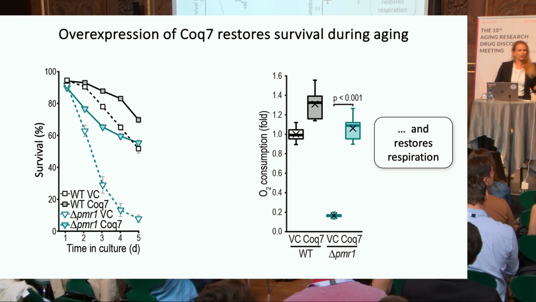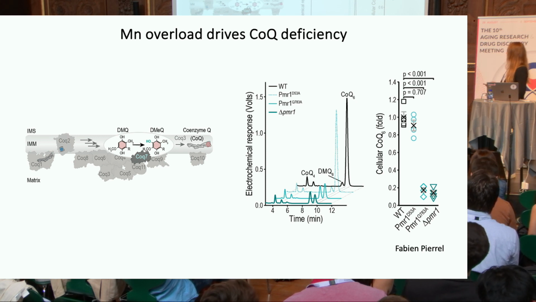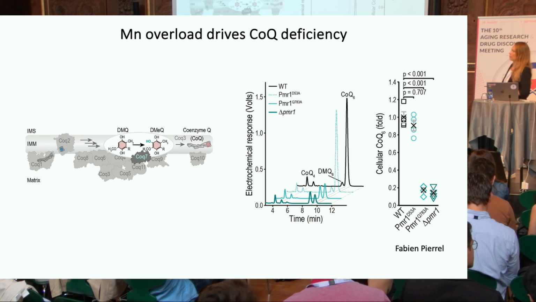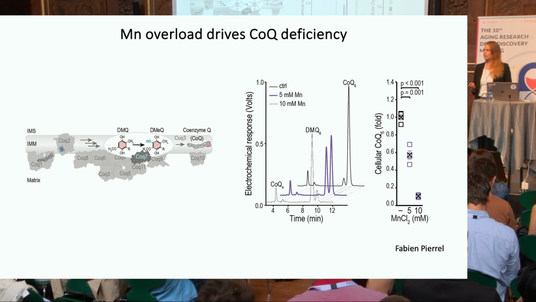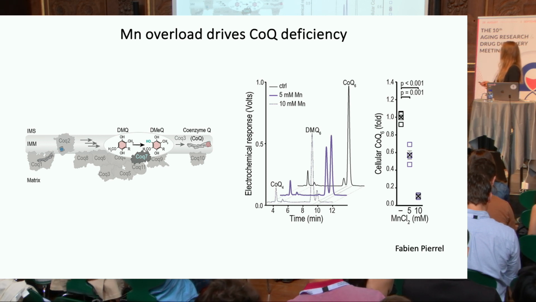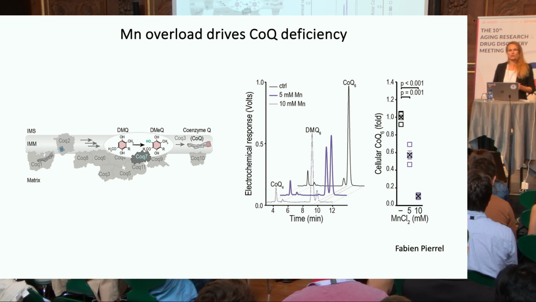And then, of course, the next very obvious step was to measure the product of the CoQ synthome, which would be coenzyme Q. And we did that in cooperation with Fabienne Pirel in Grenoble. And what we found was very encouraging. Actually, the deletion of PMR1, if you just focus on that one here, led to really a drastic drop in coenzyme Q levels. And again, same results were obtained upon challenging wild-type cells with high levels of manganese. We had a concentration-dependent drop of coenzyme Q. And what is very interesting is that we also found a very, very drastic accumulation of DMQ, which is a precursor of CoQ and the direct substrate of COQ7.